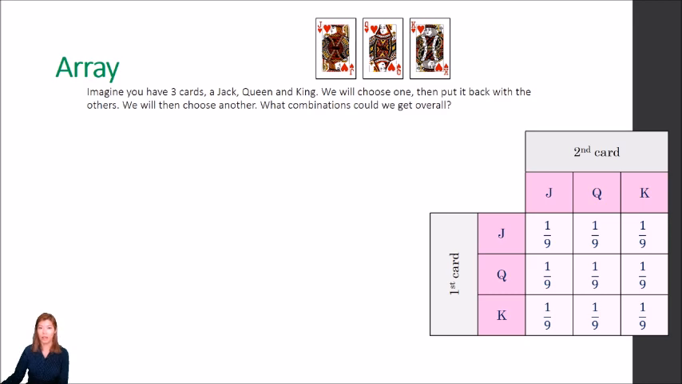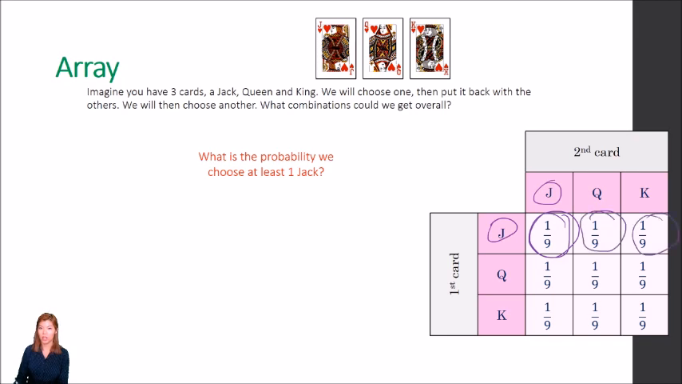Let's look at this array table and see if we can answer the same questions as before using just the table. So what is the chance we choose at least 1 jack? We look at the table for things that have at least 1 jack. So this is 1 jack at least, because it has 2 jacks. This is jack queen, this is jack king, this is queen jack, this is king jack.